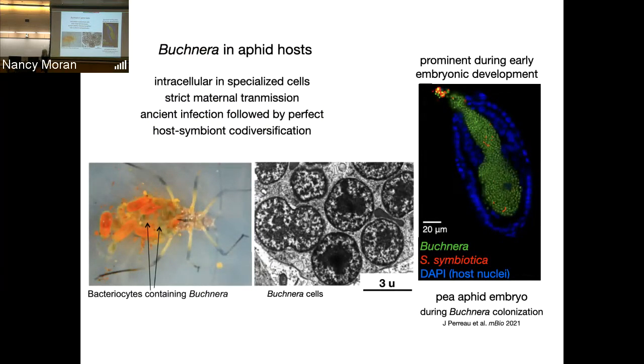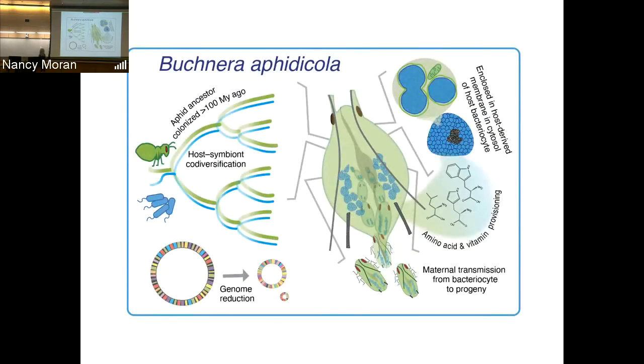Here's an aphid embryo at an early stage. The blue shows the nuclei of the developing embryo, and basically the entire thing is filled with symbiont. There's actually more symbiont than aphid in the embryo at many stages. So they're a dominant part of development. They're very influential. They're really part of the organism. And it turns out that this is kind of a syndrome.